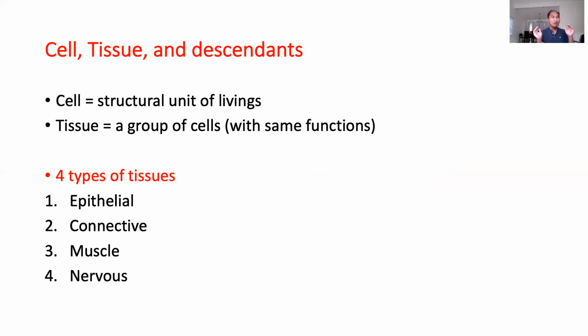If we combine cells with the same function, we get a tissue. So tissue is a group of cells. A cell is the basic structural unit. And there are 4 types of tissues in our body. They are epithelial tissue, connective tissue, muscle, and nervous tissue. So a human being, you and me, whether you are black or white, tall or short, doesn't really matter. Any human being is made of only 4 types of tissue, which are epithelial, connective, muscle, and nervous tissue.